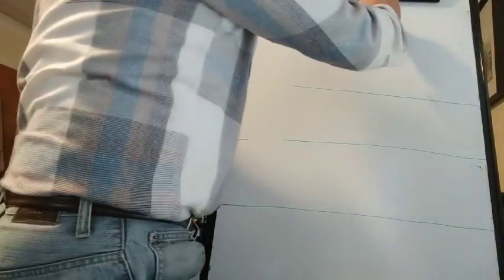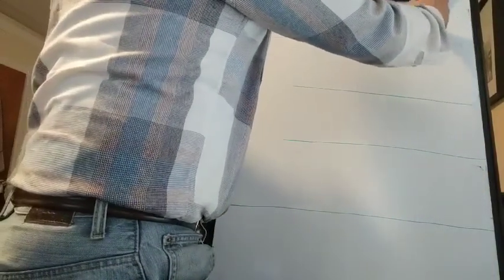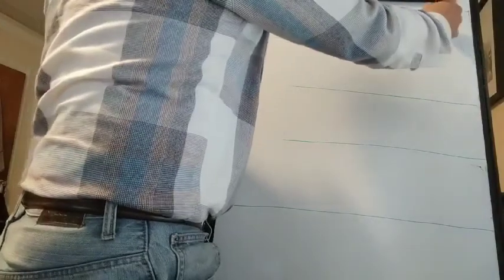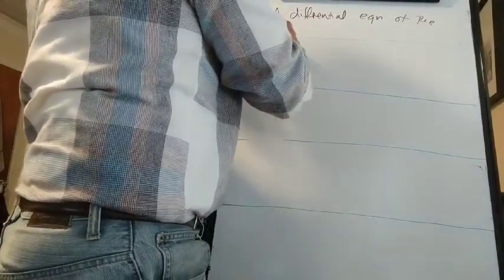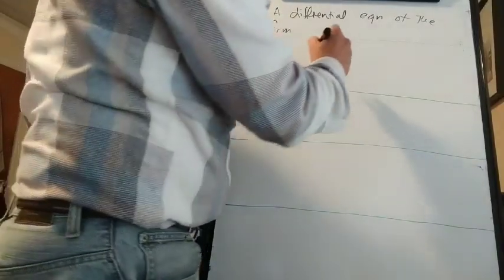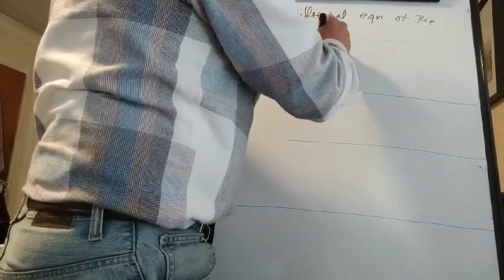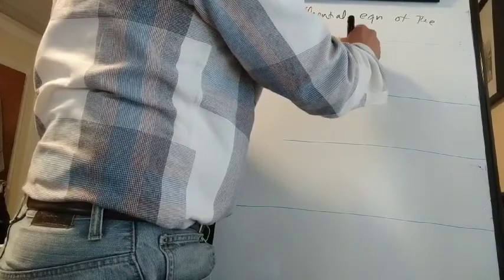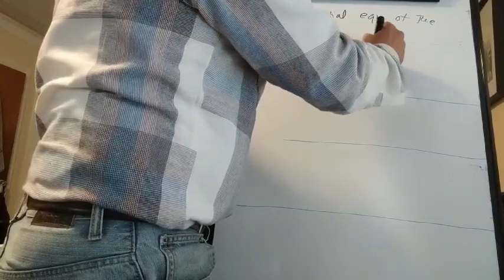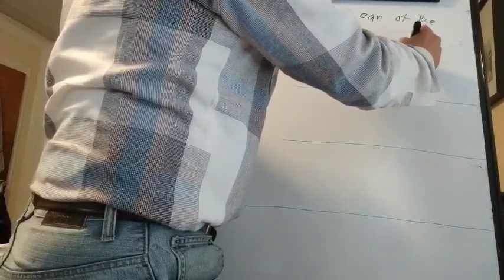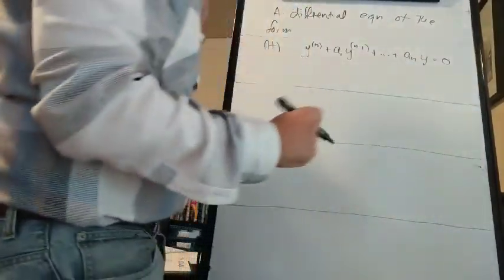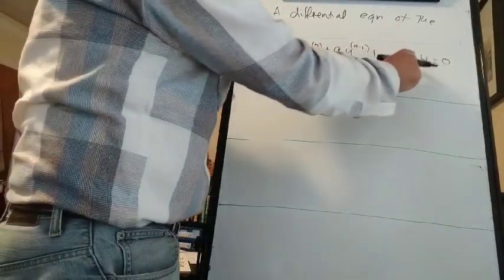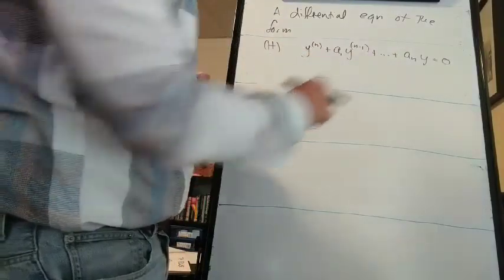So a differential equation of the form nth derivative of y plus a1 times the n minus first derivative of y, etc., up to an y equals 0. This is homogeneous with constant coefficients because we have numbers next to the derivatives of y and y itself.